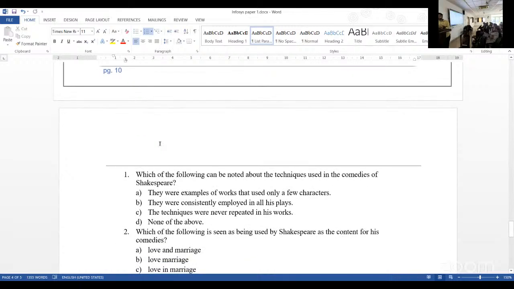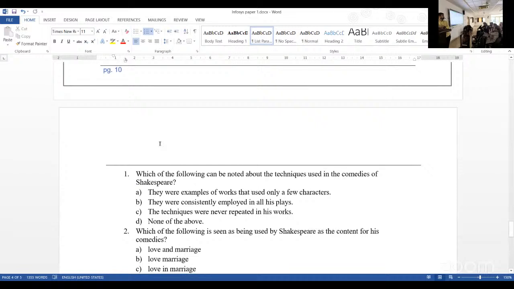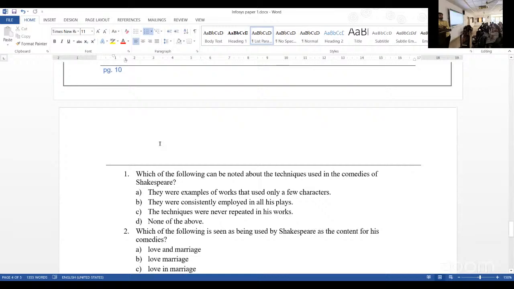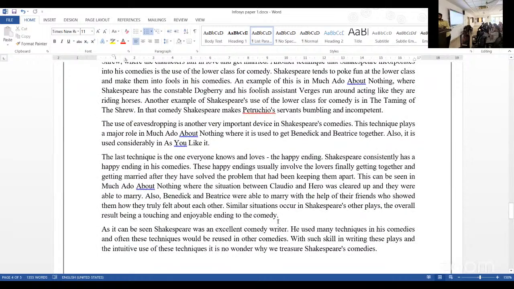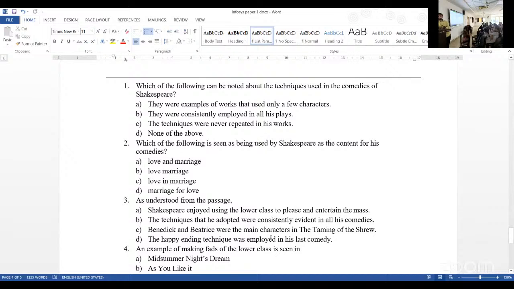So which of the following can be noted about the techniques used in the comedies of Shakespeare? Why none of the above? No option found in the paragraph? No, B option is there, right? They were consistently employed in all the plays. It is mentioned here. See here, he used many techniques in his comedies, and often these techniques would be reused in all the comedies. Next one. Yes. Next one.